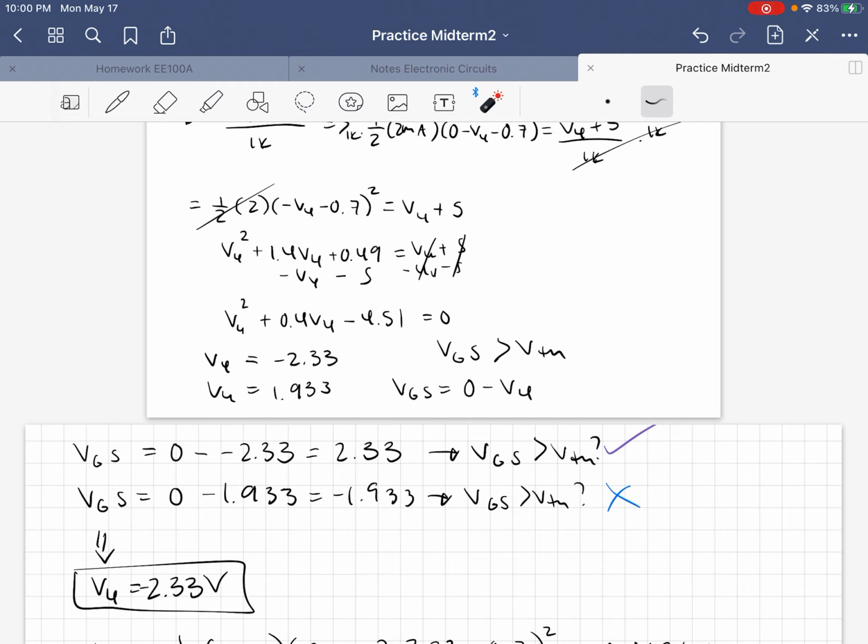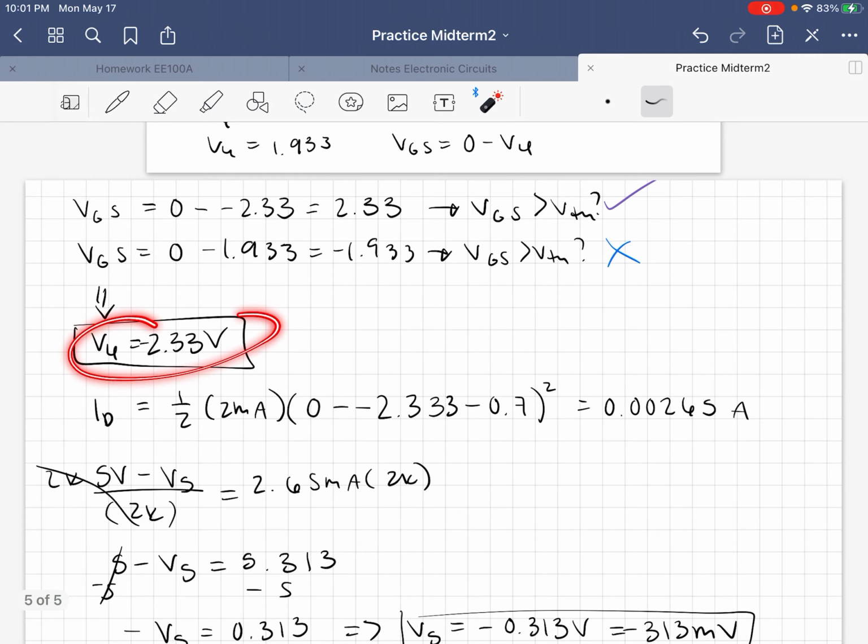And in order to find what V4 is, we know that VGS must be greater than VTH. And VGS is equal to 0 minus V4. So we're going to test both of these. For the first value of V4, we would get VGS is equal to 2.33 volts, which is greater than VTH. And for the second root that we found, we would get that VGS is equal to negative 1.933 volts, which is not greater than VTH. So V4 has to be equal to this value.